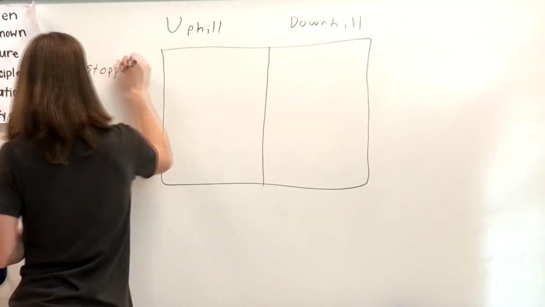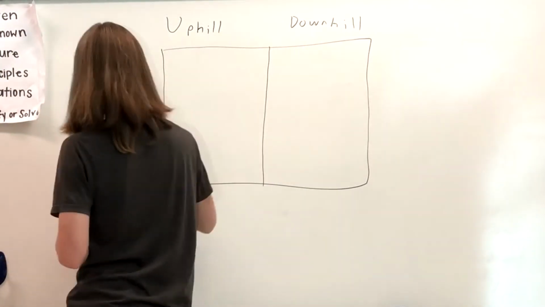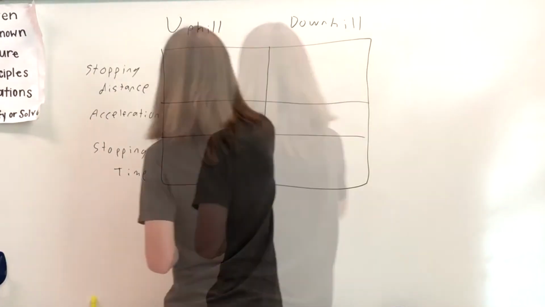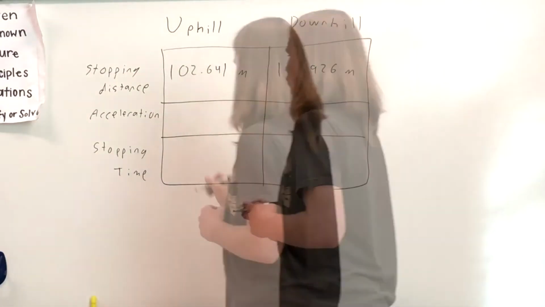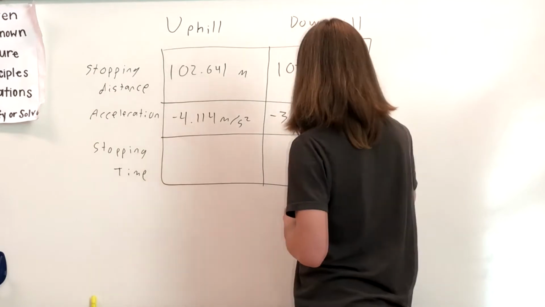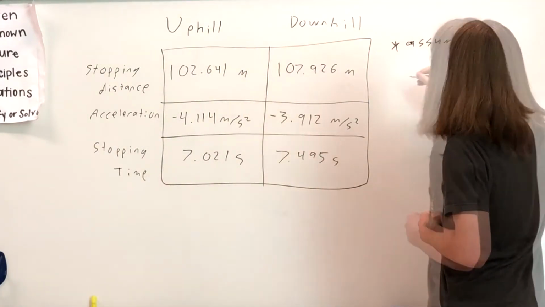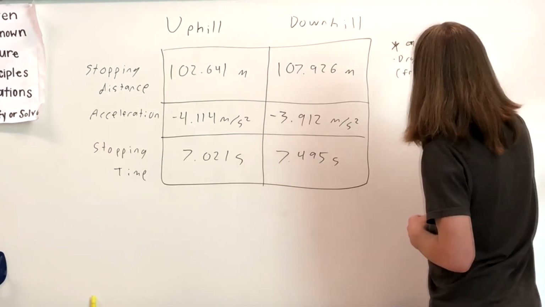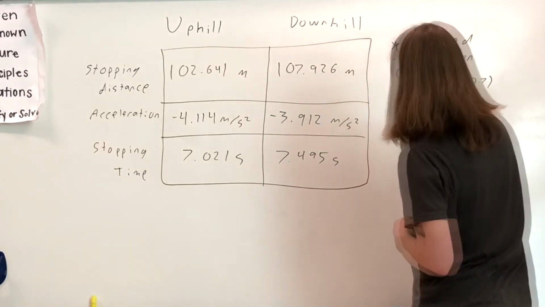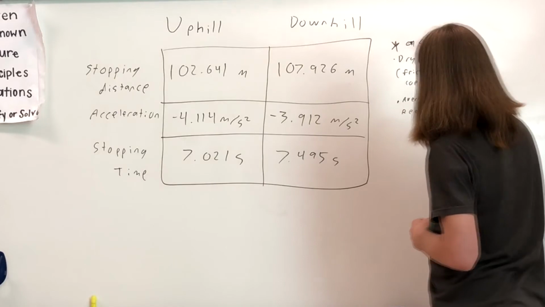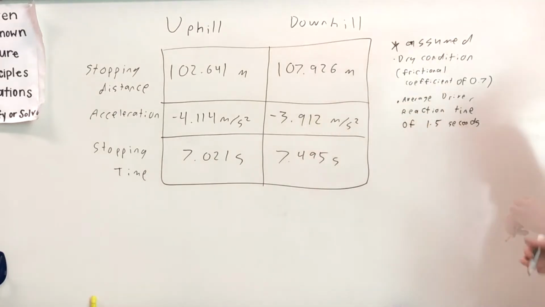We compiled a table listing our results for cars traveling either uphill or downhill. Based on the table, we found a difference in stopping distance just over 5 meters, a difference in acceleration of about 0.2 meters per second squared, and a difference in stopping time of just under half a second. We also made note of how we assumed dry conditions for a frictional coefficient of 0.7 and an average driver's reaction time of 1.5 seconds.